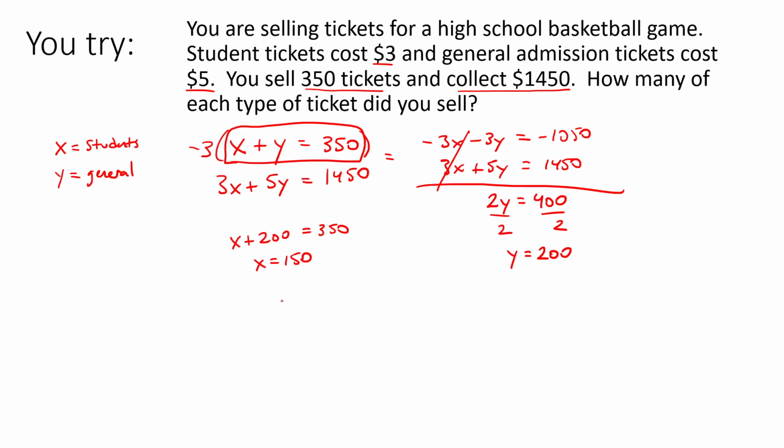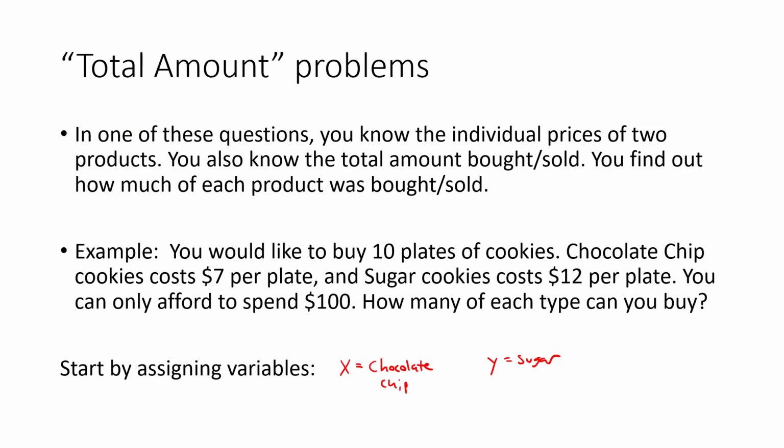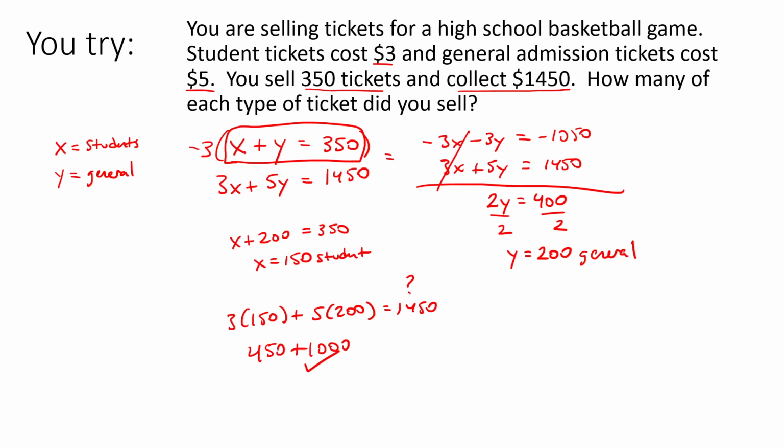So now you just want to check. Go back to the other equation: 3 times 150 plus 5 times 200. That should equal 1450 if we've done everything right. 450 plus 1000, that's going to check out. So we know we're good. And so the final answer is you sold 150 student tickets and 200 general admission. And that's it. If you can understand these 4 questions we did, then you understand today's lesson.